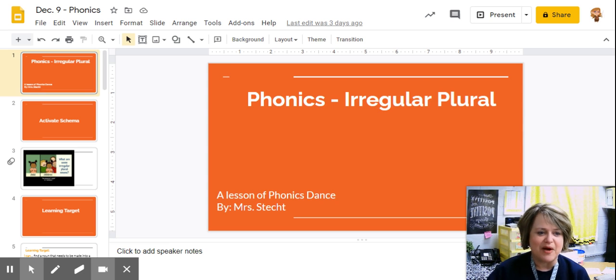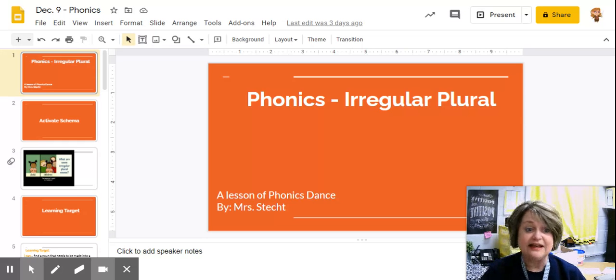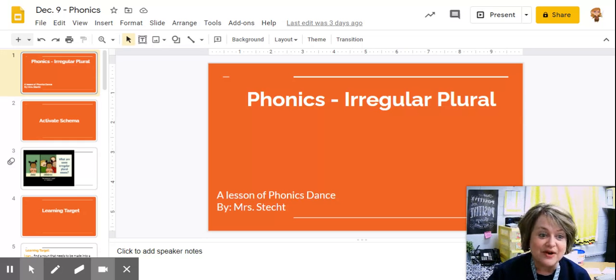Today we are talking about plurals again. We have been talking about plurals all week, and that is when we add an S, an ES, or an IES. So today we are going to go over the strangest, craziest one of all, and that is irregular plurals. Irregular plurals is just Mrs. Steck's way of saying exceptions, and you knew it was coming. We have exceptions all the time when we're talking about phonics and learning to read and write.